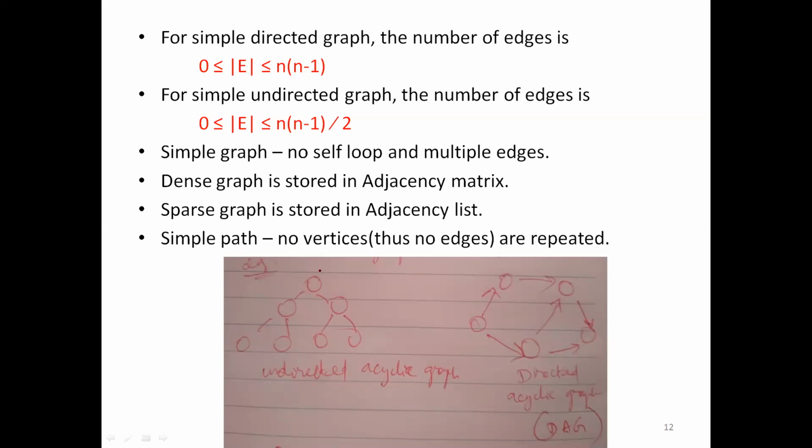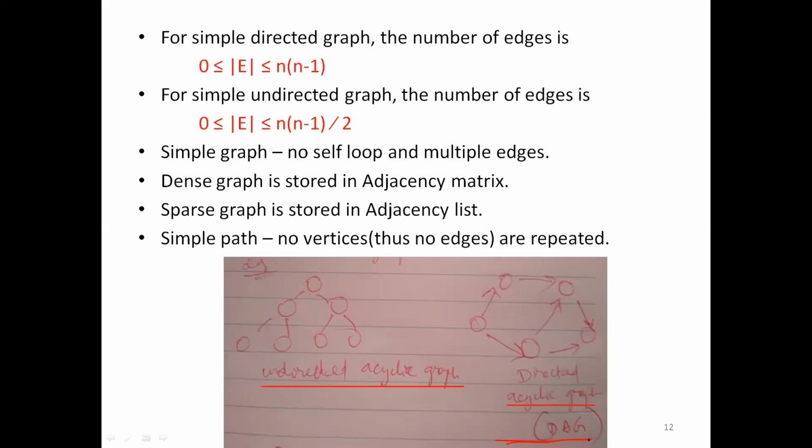I have drawn this in my notes, captured it and displayed it. I hope it is visible. This is an undirected acyclic graph, and this one is directed. Simply, all the edges have a direction, and it is an acyclic graph. It is usually pronounced as DAG. Short form, we call it a DAG.